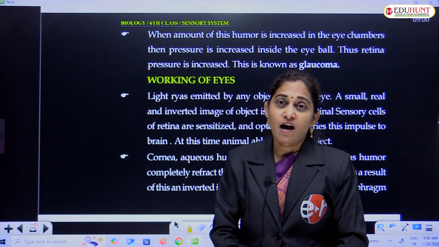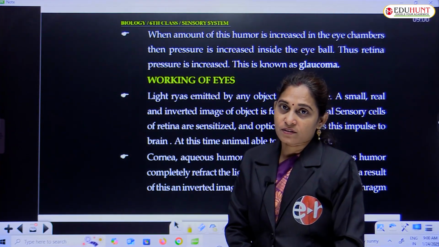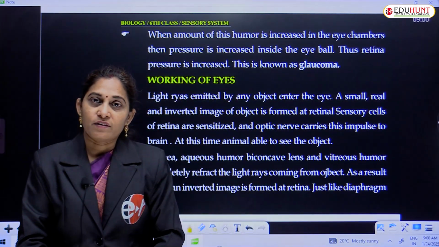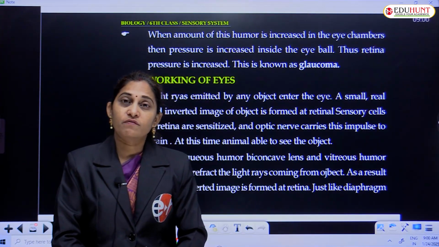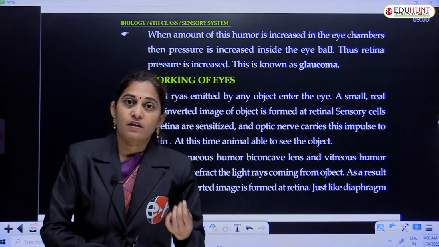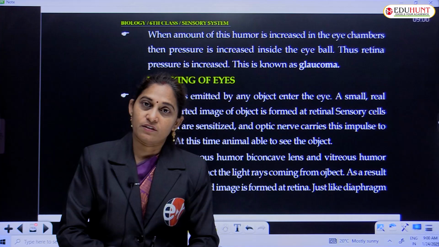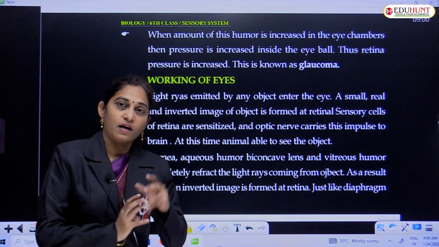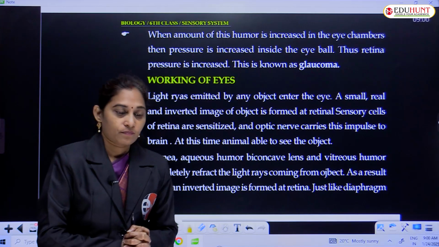In this session, how an eye works, how we are able to see different objects, and what are the different defects associated with human vision. Let us see the details of how our eyes work.